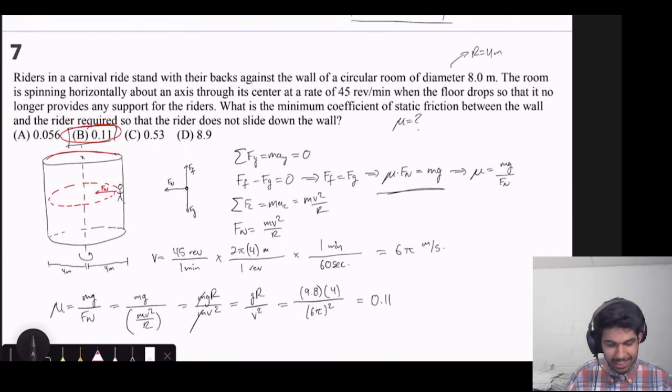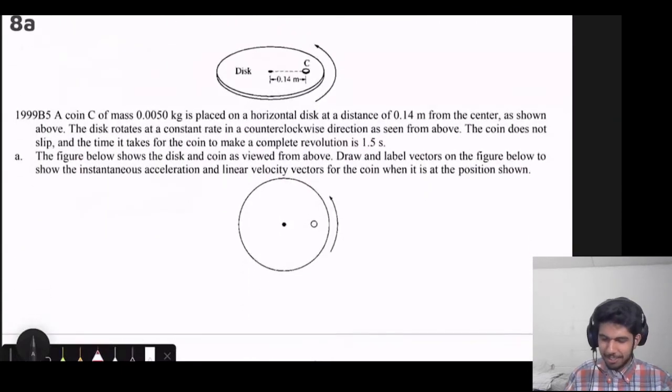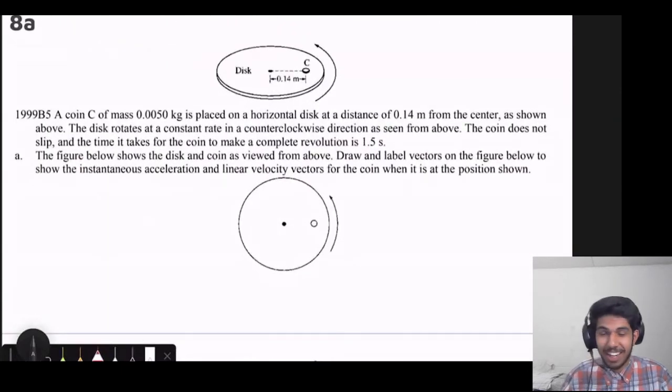Okay, with that said, we're going to move on to the last question of the day. And unfortunately, it has multiple parts. I'm sorry, but that's just how it rolls. But it's not too bad. So we have a coin that's on a disc at some distance, and the disc rotates counterclockwise at a constant rate. That seems important, perhaps. And the coin does not slip. And it takes 1.5 seconds to make a complete revolution.